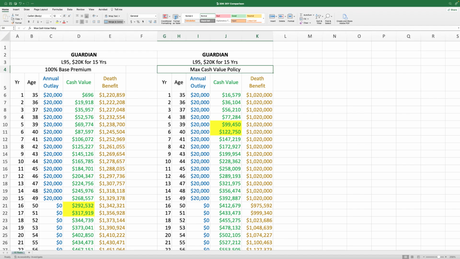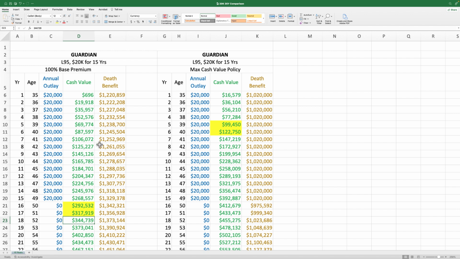So here we have a side-by-side comparison of these two designs. We can see on the left side is the 100% base premium, and on the right-hand side is the maximum cash value design. So $20,000 going in over a period of 15 years. And we can see that again, the starting cash value is very small because the insurance company is charging upfront. We do not break even until between years 16 and 17. So by 15 years, we put in $300,000 into this policy, and we don't get that amount in cash value until between years 16 and 17. Not so exciting if your goal is maximum cash value.